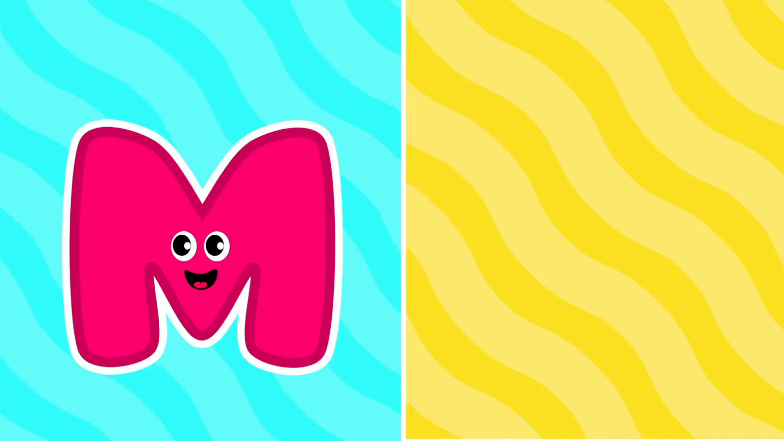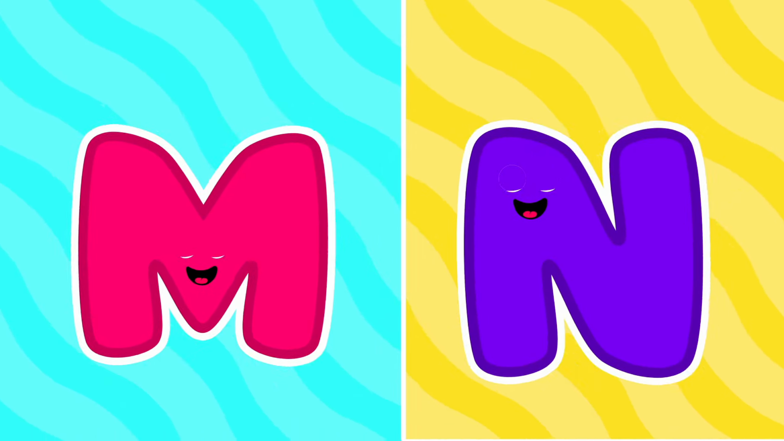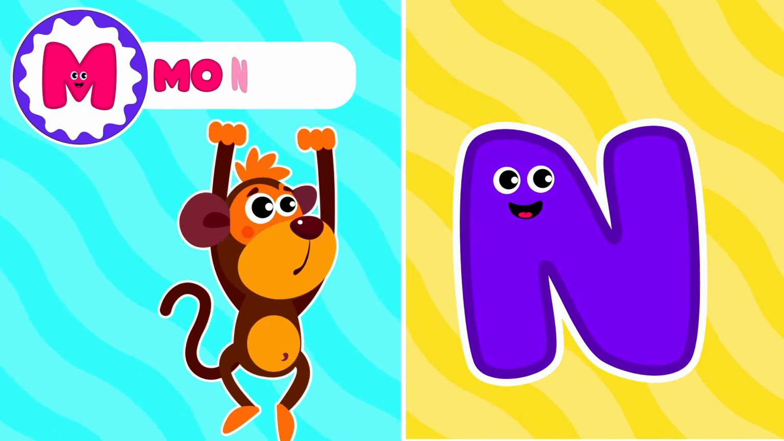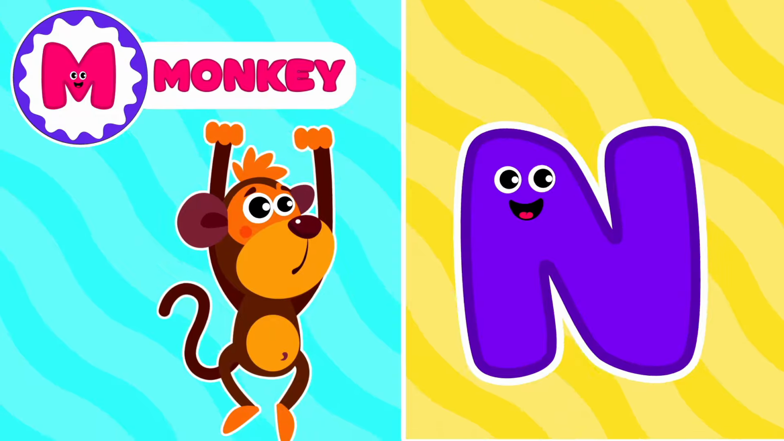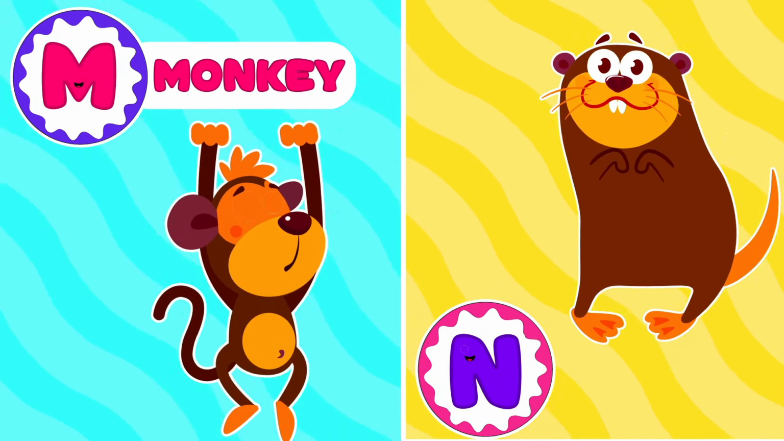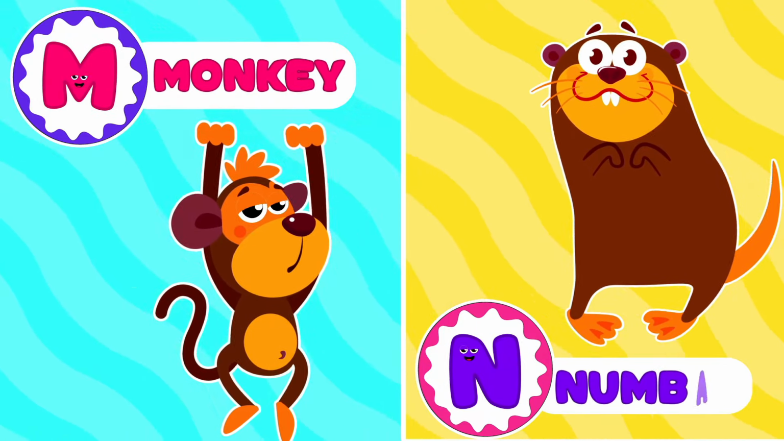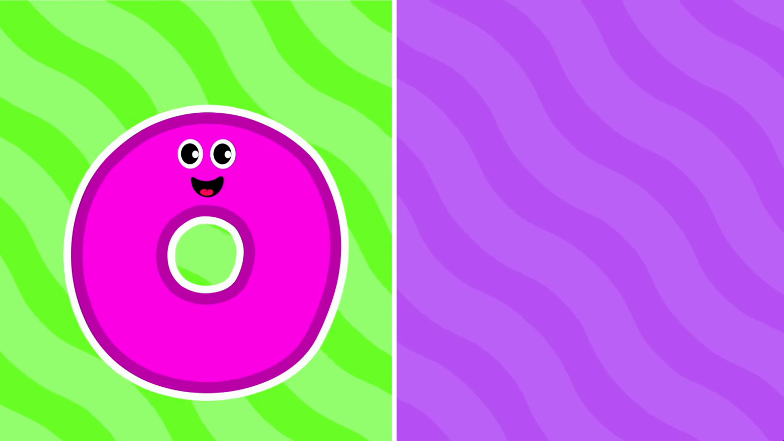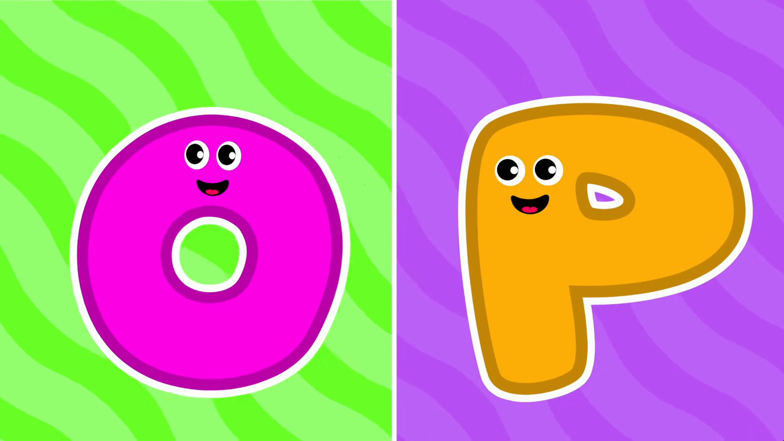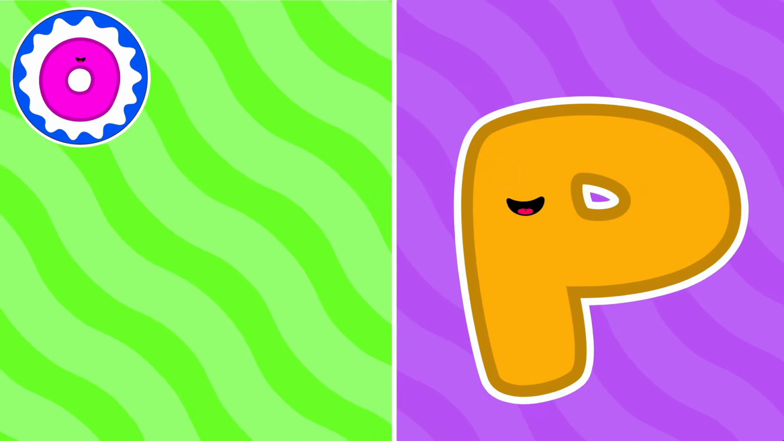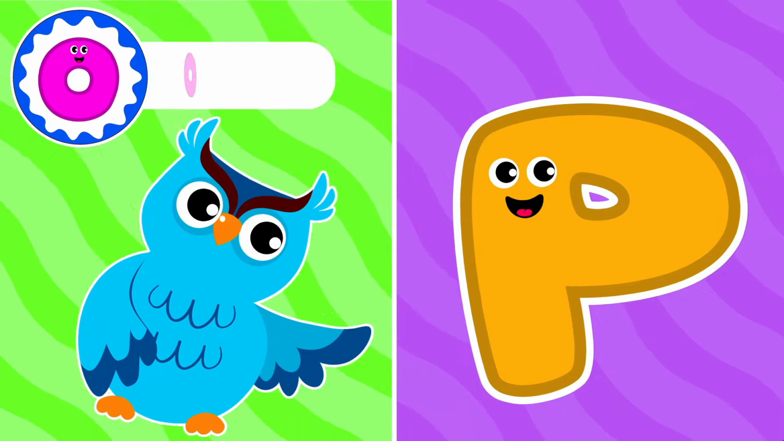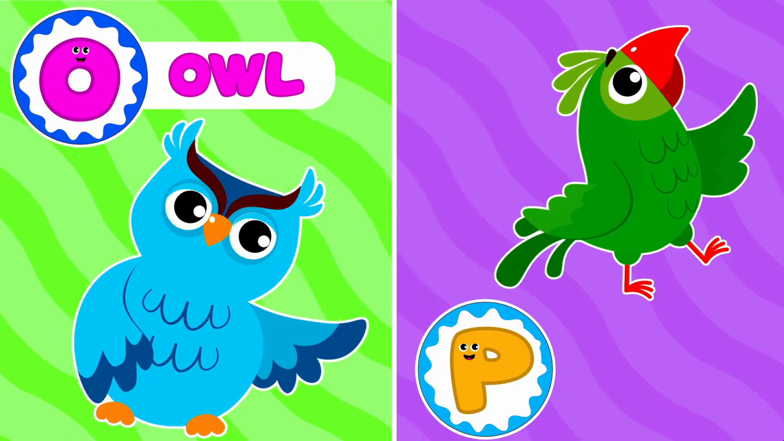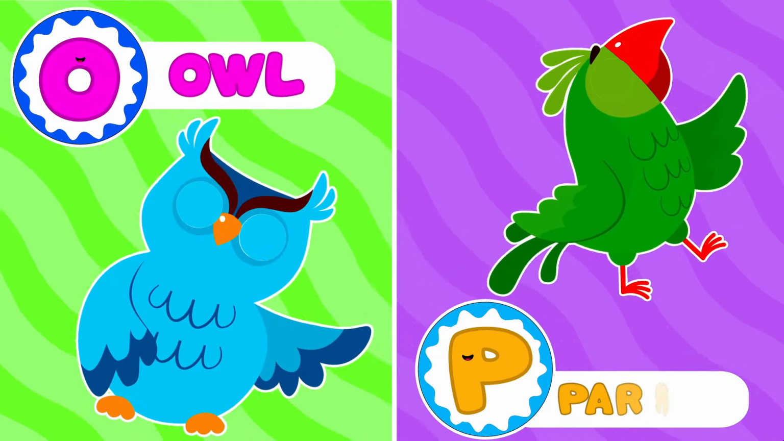M, N. M monkey. M says monkey. N numbat. N says numbat. O, P. O owl. O says owl. P parrot. P says parrot.